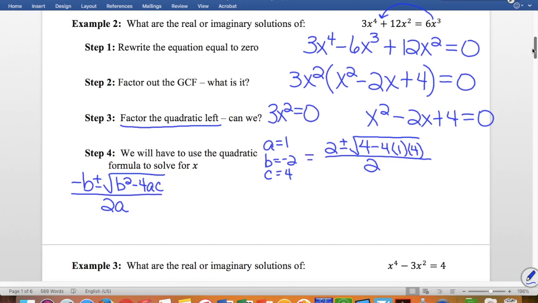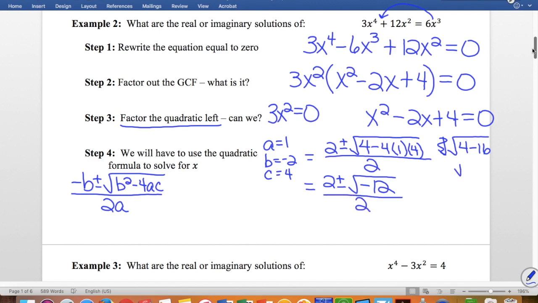So I'm going to go ahead and simplify. 4 minus 4 times 1 times 4. Well, 4 times 1 is 4, and then 4 times 4 is 16. So this radical simplifies to 4 minus 16. And 4 minus 16 is negative 12. So under my radical, I have a negative 12.